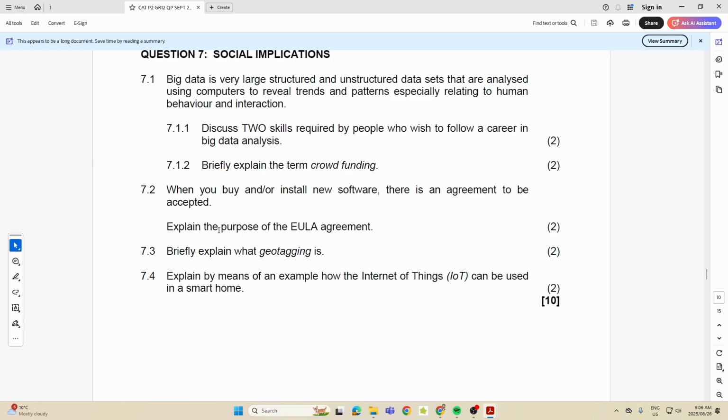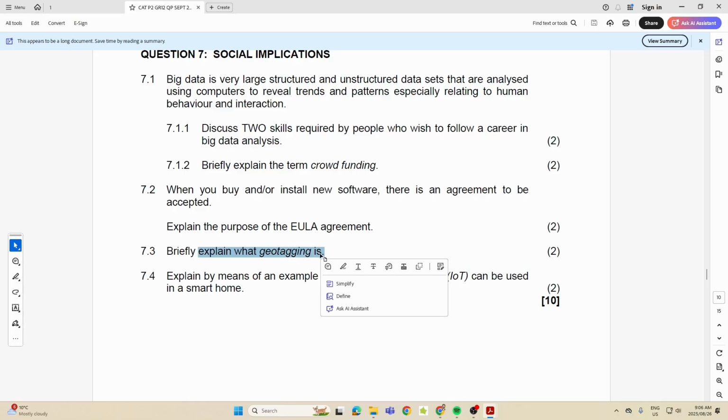Then explain the purpose of the EULA. What is this? The End User License Agreement. Now, this is basically, when you install software and you click next, and I agree. That's the EULA. It's telling you how you may or may not use that piece of software. That's all. From the company side, what you may or may not do with it.